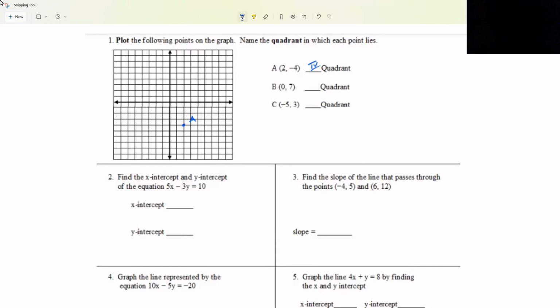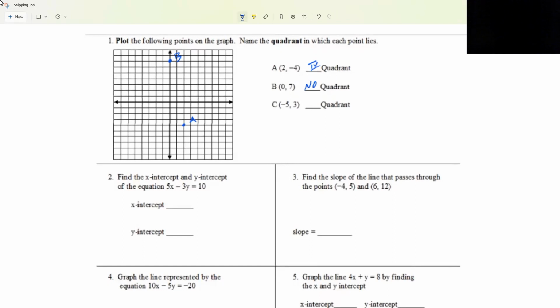Okay, 0, 7. Start here. You're already at 0 for x. So just go up 1, 2, 3, 4, 5, 6, 7. Okay, it's going to be B. So that's not in a quadrant. Okay, so that's on an axis.